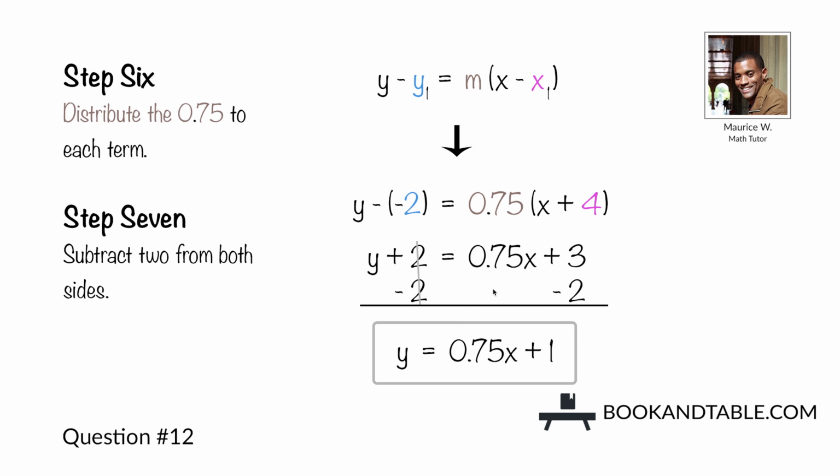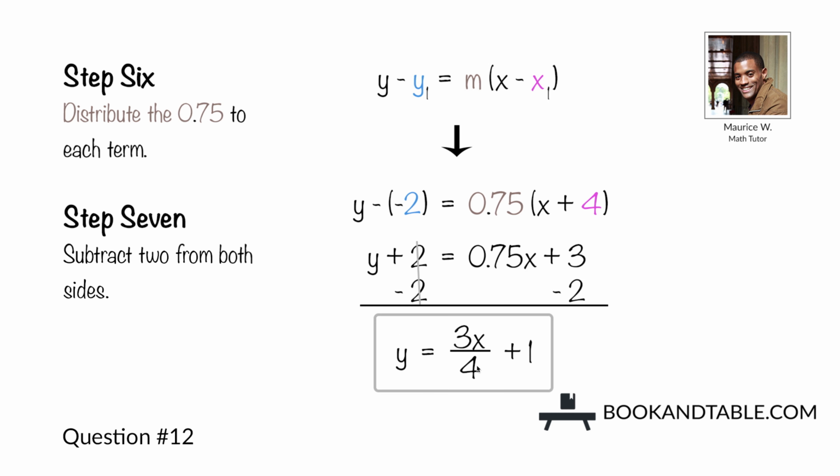So we can solve this using slope in decimal form. I wanted to show you using a fraction and a decimal. It's the same process. So with slope in decimal form, we wind up with the equation y is equal to 0.75x plus 1. If your teacher wants this as a fraction, 0.75 is equivalent to 3/4. So the same line would be y is equal to 3x over 4 plus 1.